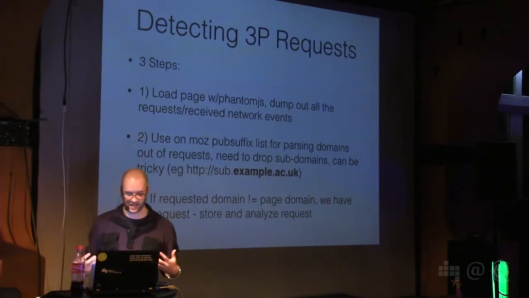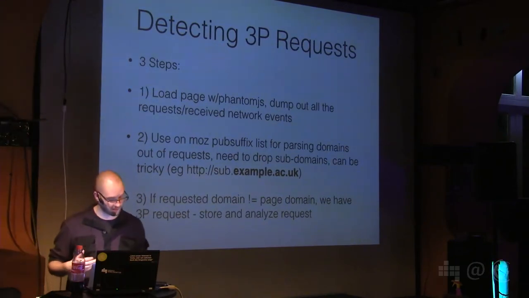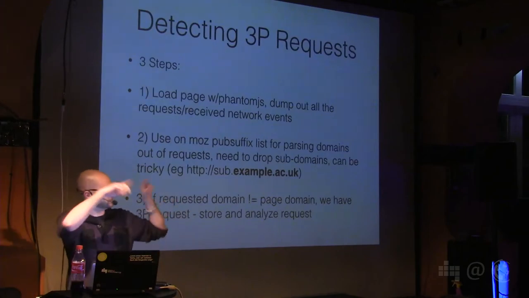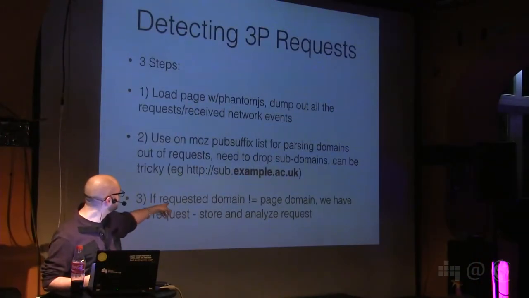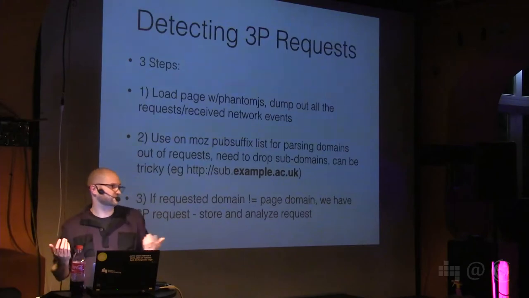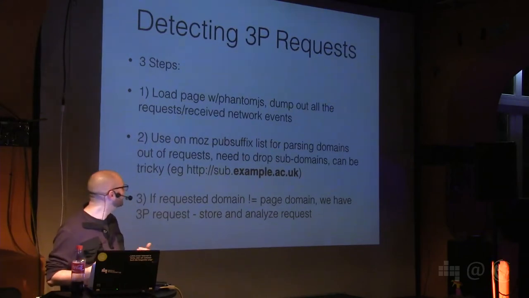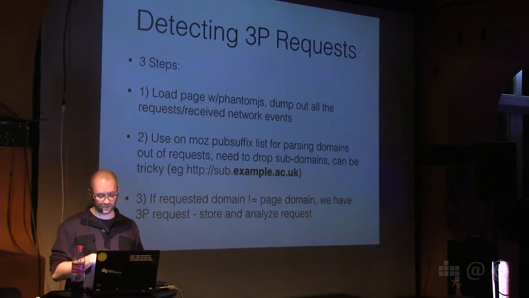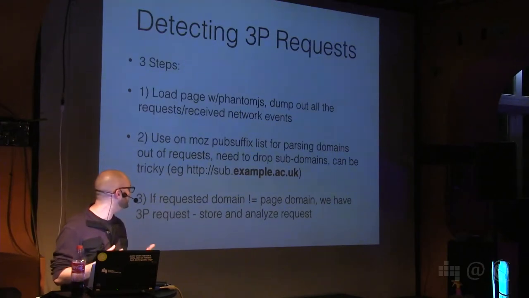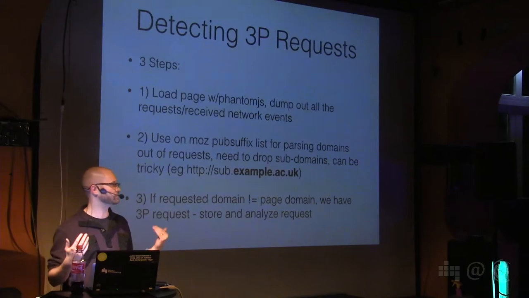So back to the task. We want to load the page, dump out all the network events, and at that point we're going to get a bunch of URLs. And the problem here is we have to pull out the domains. As you can see in this one, sub.example.ac.uk, that's kind of a tough one to parse because you can't just take the last two tokens going back, otherwise you would think it was ac.uk, and you don't want sub-example.ac.uk, because if you had, say, images.example.ac.uk, I don't count that as a third party, but if you just go on that, that would happen. So it's kind of a nightmarish thing to figure out, but the Mozilla public suffix list is super helpful. Third thing, basic logic: if the page domain and the requested domain don't match, it's a third-party request, we store it, we analyze it.